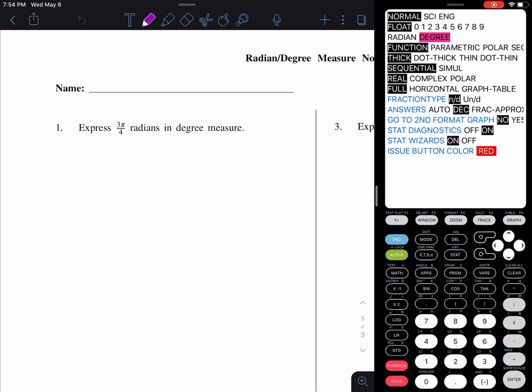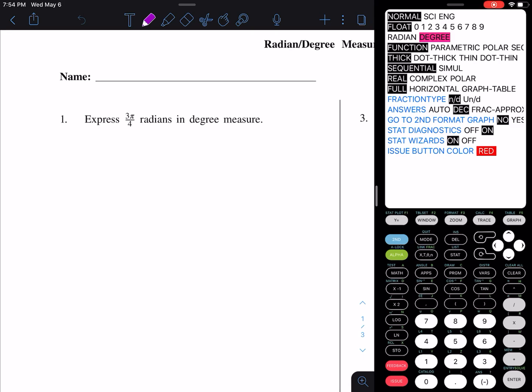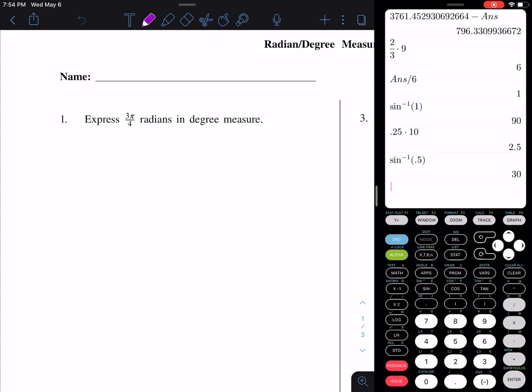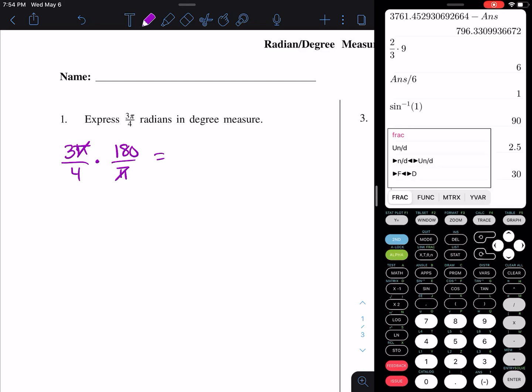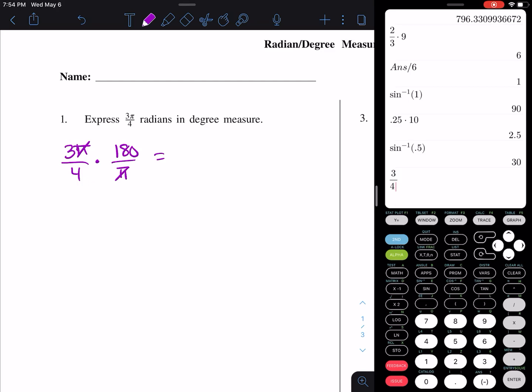But one skill that we really have to have down is being able to go from either radians to degrees or degrees to radians. So right now, the first question that we see here on today's notes is asking us to go from radians to degrees. When we're converting from radians to degrees, we need to multiply by 180 over pi. And that's all there is to it. The pi's will cancel, and all we're doing here is multiplying 3/4 by 180 degrees, and we get 135 degrees.